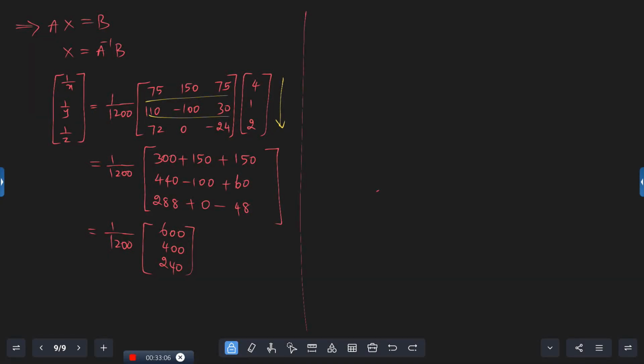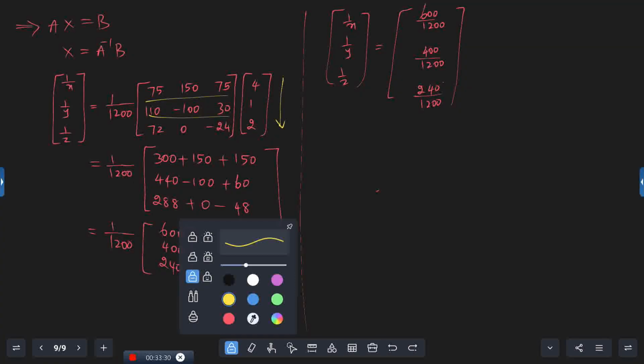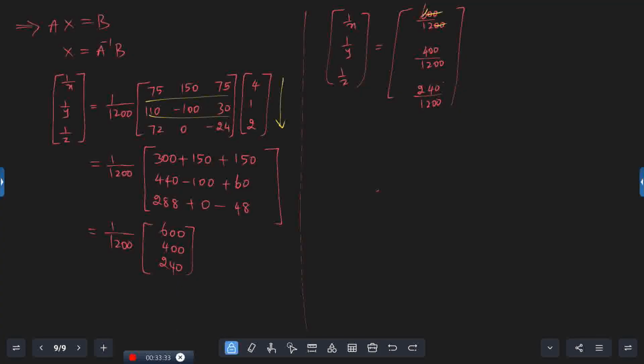Take 1200 inside. Here we have 1 by x, 1 by y, 1 by z, which is equal to, what am I getting here? 600 by 1200. Like that, 400 by 1200. Same manner, 240 by 1200. Okay. Now, when you cancel everything, what am I getting? Listen, 0000 cancel, 1 by 2. 0000 cancel, 1 by 3. 1010 cancel, and this will be what? How many 24s will you be getting? One.